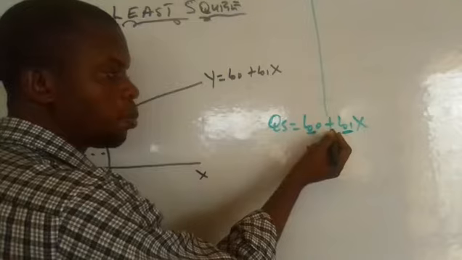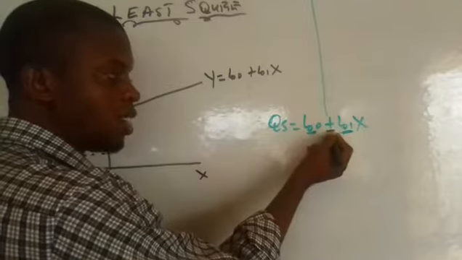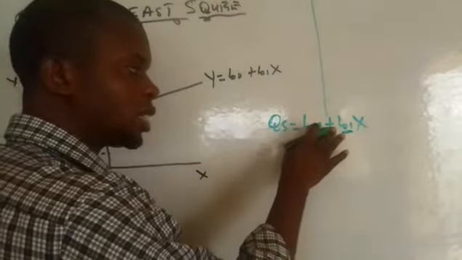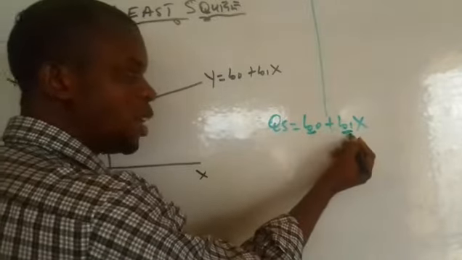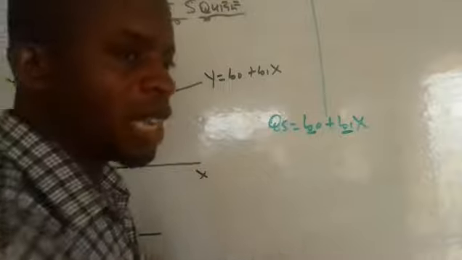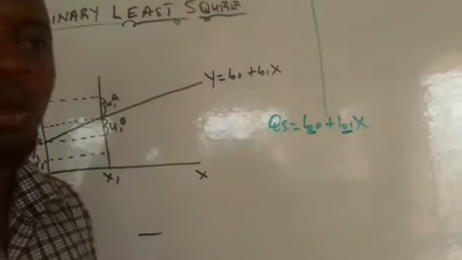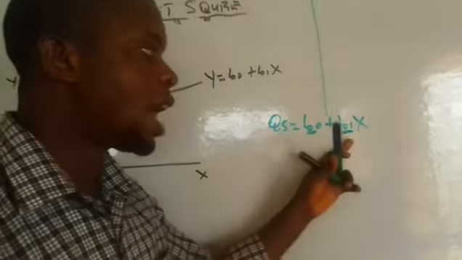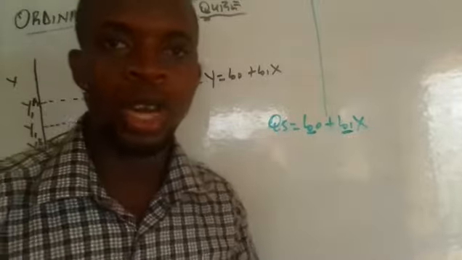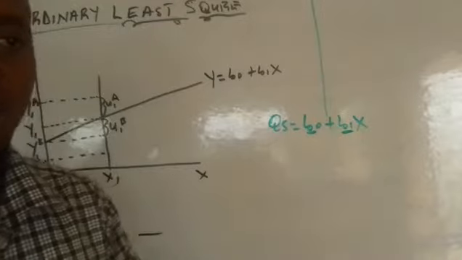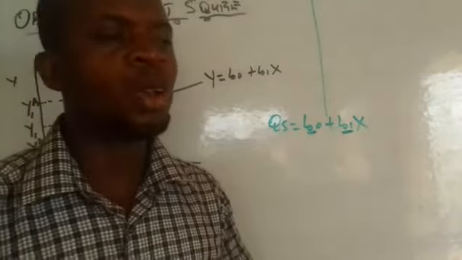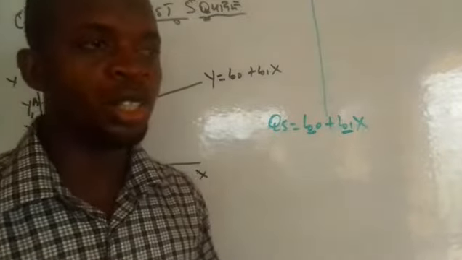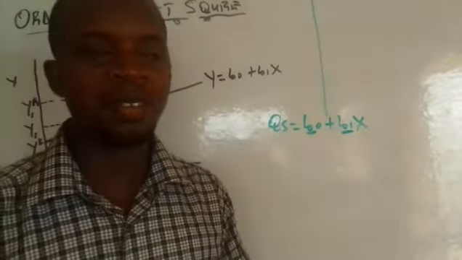I was looking for whether the sign here is plus or minus. If I'm looking for the sign, that is when I'm using correlation. But now I'm not looking for the sign, I'm looking for the numerical value of this parameter. So anytime we are looking for the parameter of a particular independent variable, we are working under regression analysis.